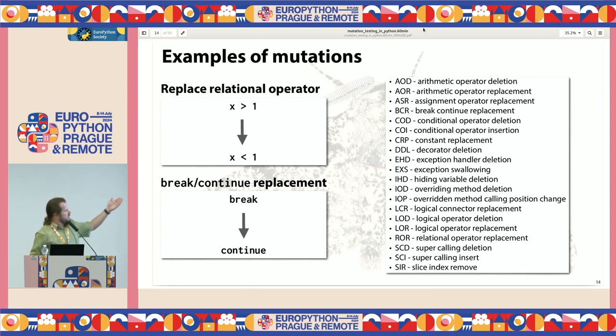So here's a common example of a mutation operator. I have x greater than 1 in my code under test, and I'm going to change that greater than to a less than. I ought to be able to write a test to detect that, right? Unless that's completely dead code, right? That's an example. Or maybe I exchange a break with a continue in my code. What's likely to happen if I make that second kind of change? What's a common outcome, you think?